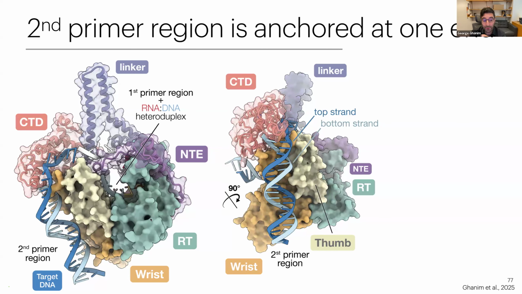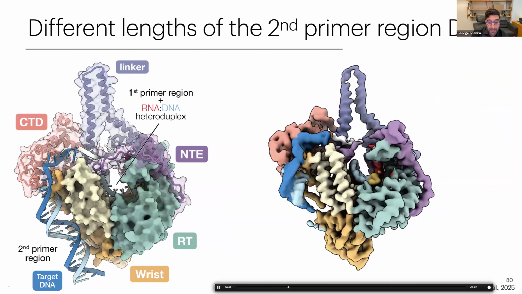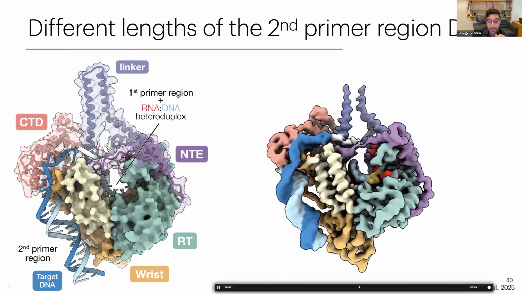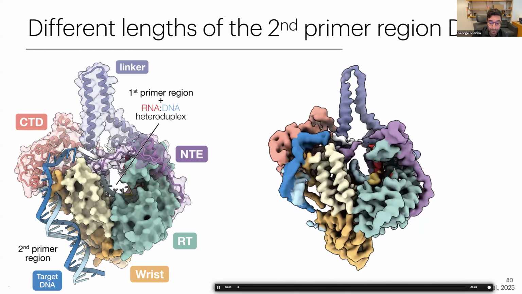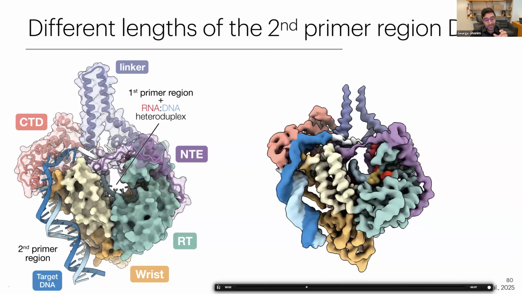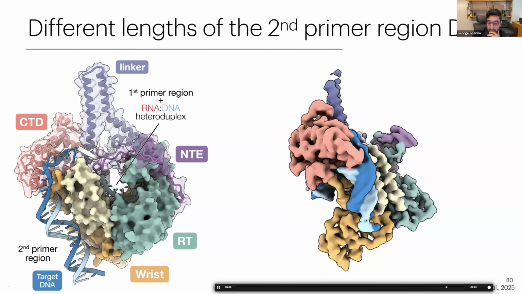And this is just a rotated view of this image here. I hope you can see my mouse. We find that it's pinned at one end by the CTD, and that the CTD is wedging itself between the two strands of the target DNA, as if it was melting or unzipping the target DNA. So this was evident to us during data processing, where we see these different lengths of the target DNA at the second primer region. And I'll just play this again. And what these different lengths correspond to is basically different states of melting of this second primer region.